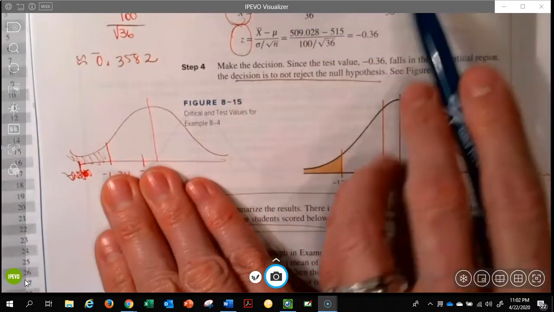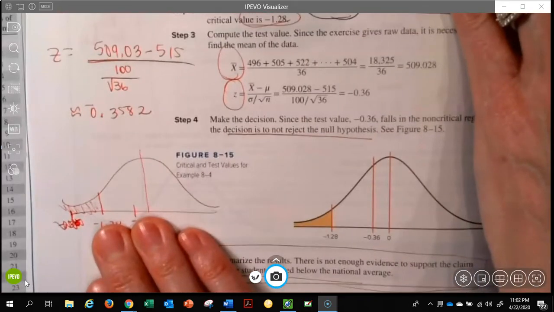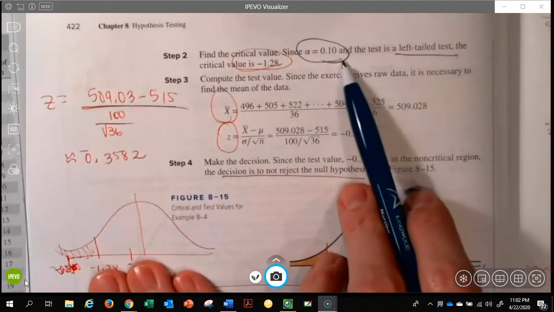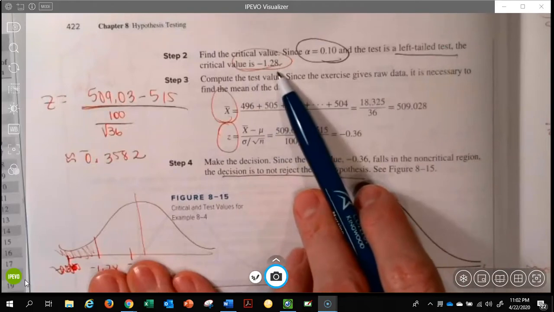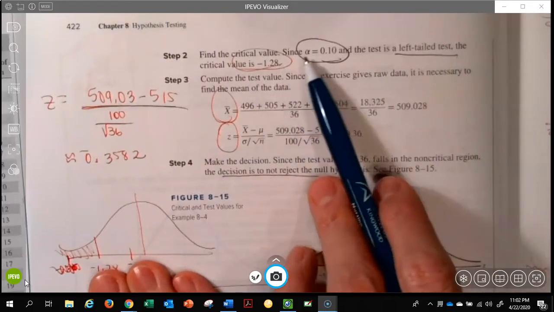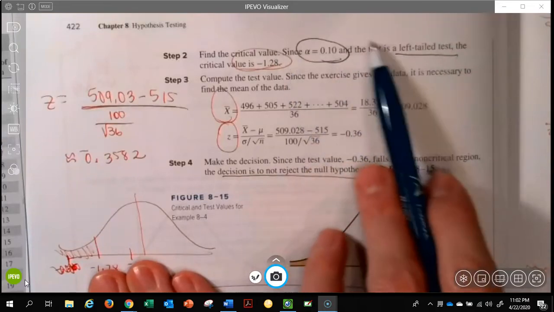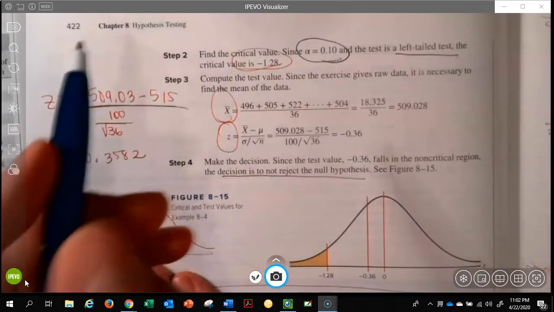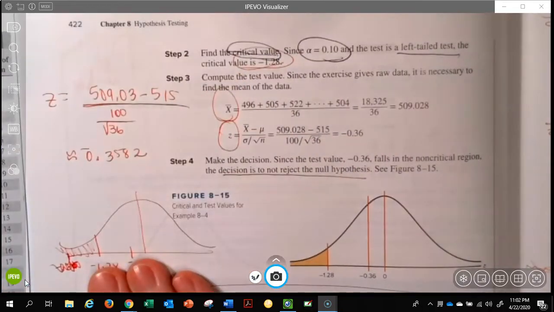I do know it's left-tailed, and right up here it says we're trying to do this at 0.10, it's left-tailed, and the critical value is. Okay, wait, whoa. They're giving us a lot of stuff, working it out for us. You're not going to have all of this on the test. You're going to need to go pick out stuff. The critical value is what we are going to look for.